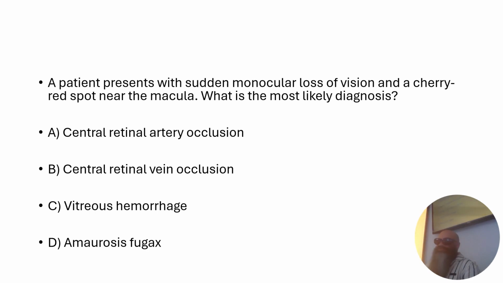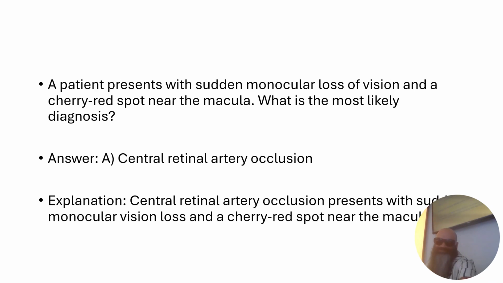All right, so this patient is seeing you for sudden monocular vision loss. Cherry red spot near the macula. What is the most likely diagnosis? A? Okay. Not D? Good work. All right. You associated cherry red spot with the disorder. So that's kind of what you've got to do. Okay.